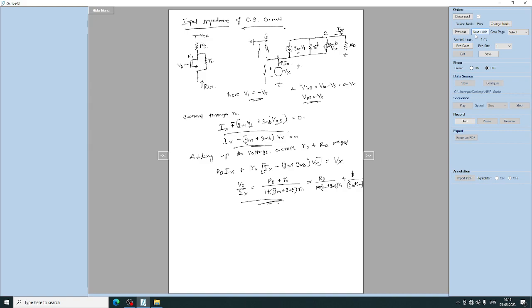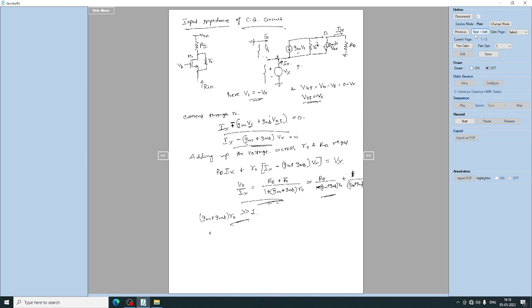So for this result, we can approximate that (GM plus GMB) multiplied with R naught is very much greater than 1. This result reveals that the drain impedance, divided by (GM plus GMB) into R naught, is what we see from the source terminal. This is particularly important in short channel devices because of their low intrinsic gain.